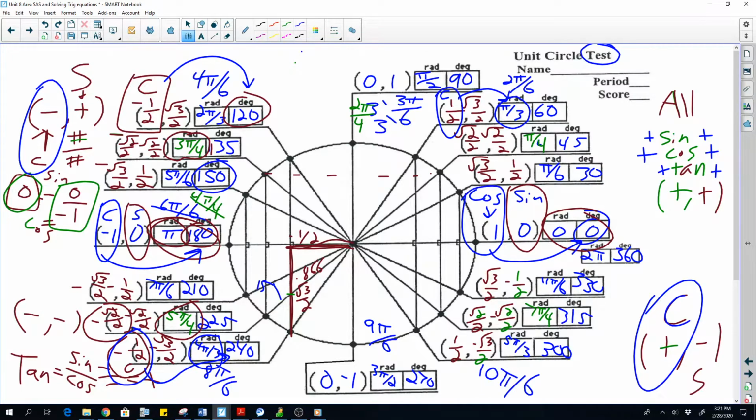So now we look for positive 1/2. Can you find it? What's the radian? Say it out loud, I can hear you. Say it. That's right, good job. So cosine of a half is going to be 5 pi over 3. So there's our two answers, pi over 3 and 5 pi over 3.